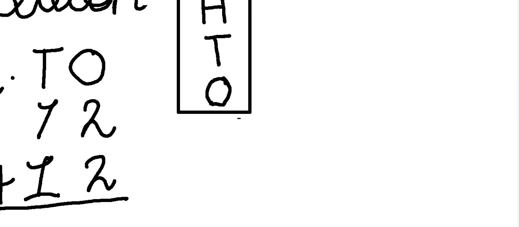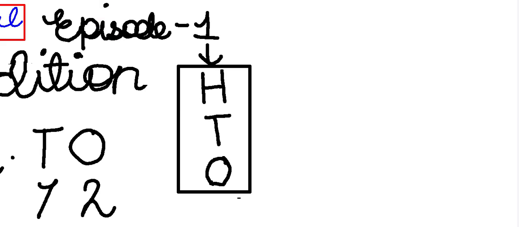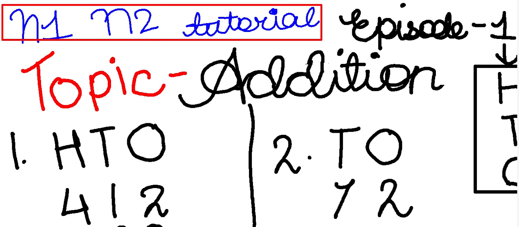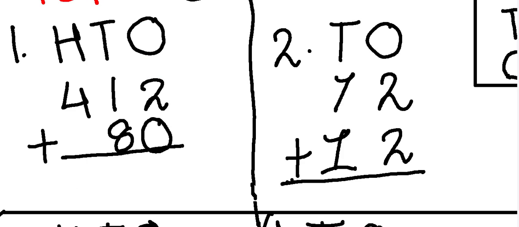As you can see here, I have written here hundreds, tens and ones is our topic in addition for today. So let's start. Now here we are going to add 412 plus 80. So we cannot add such a big number together. Of course we can add it, but this is my episode 1 and I will teach you how to break the numbers and add it.